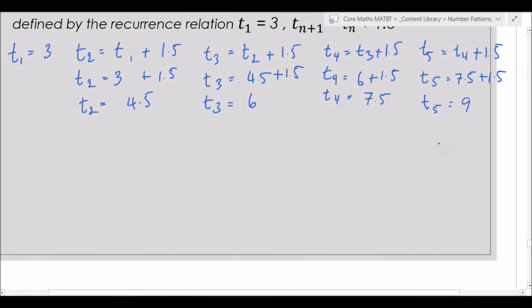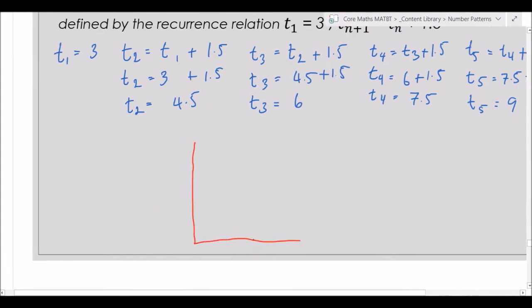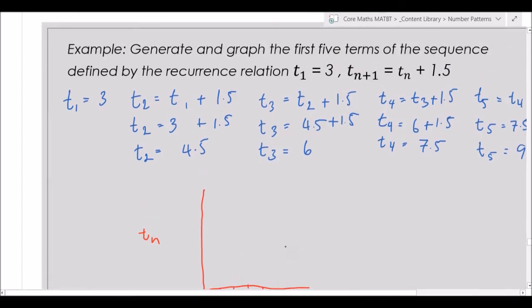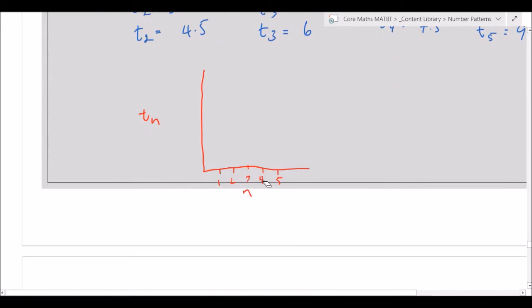Now we graph this. In the previous lesson I showed you how to graph an arithmetic sequence from an X and Y table. This is going to be similar. So on our X-axis, you're going to have the term number, n, and then on the Y-axis, term value, tn. So you're just going to graph the first 5 numbers: 1, 2, 3, 4, 5.